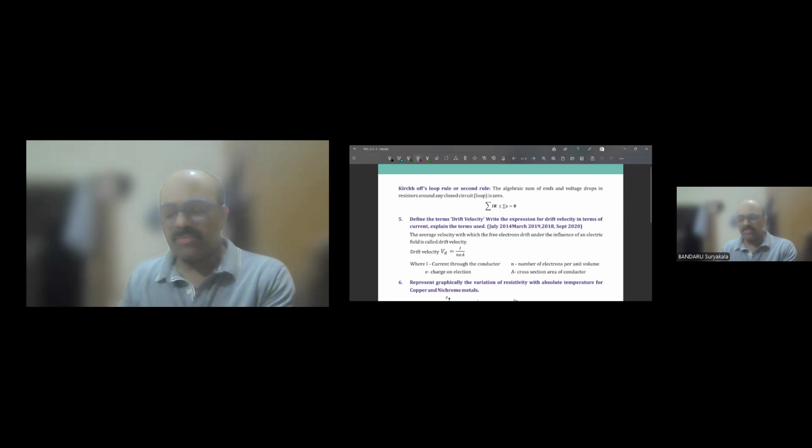Next, the second law, the voltage law: the algebraic sum of the EMFs and the voltage drops in the resistors around a closed circuit is equal to 0. The mathematical form is ΣIR plus or minus ΣV equals 0.